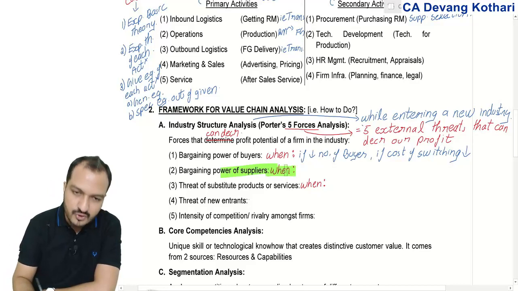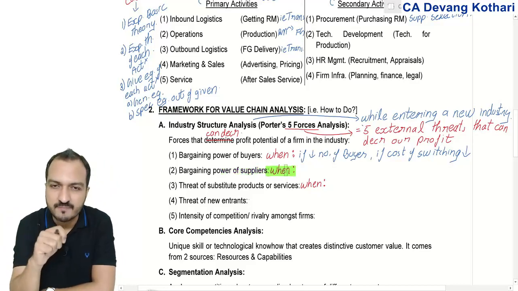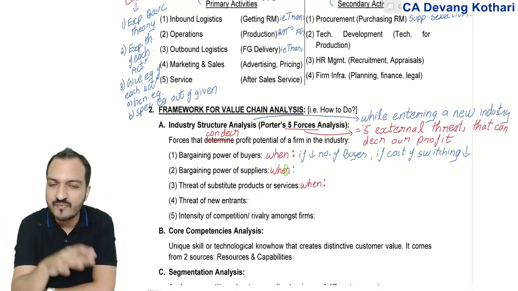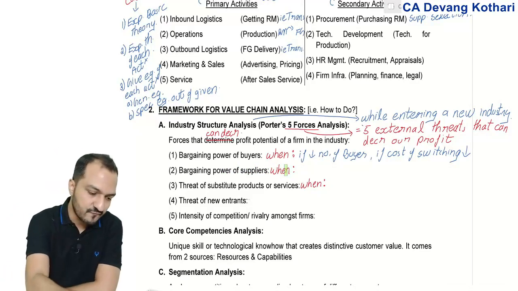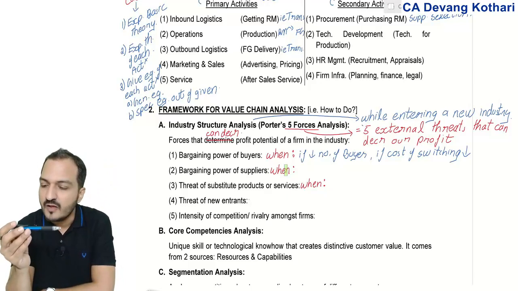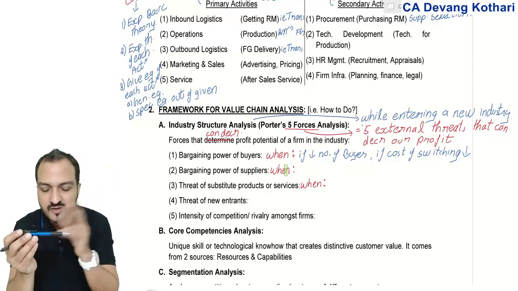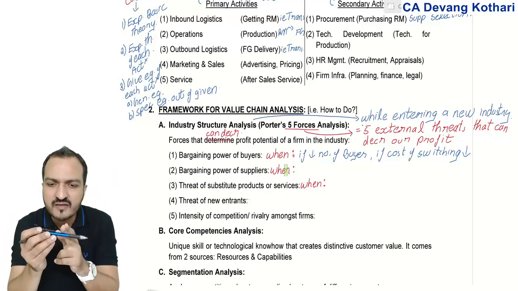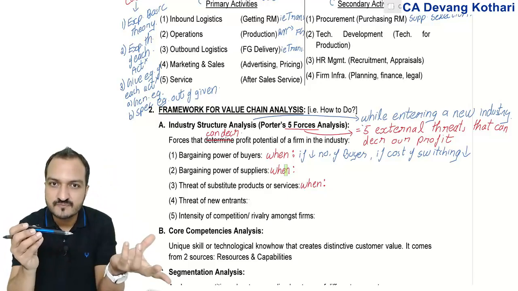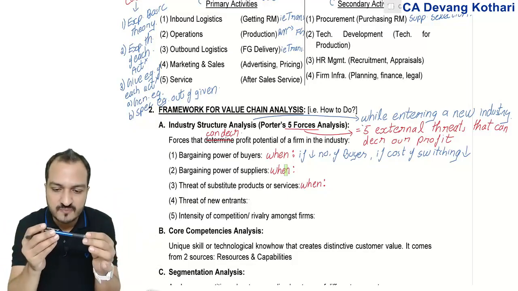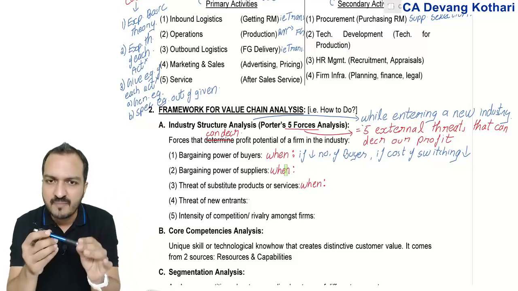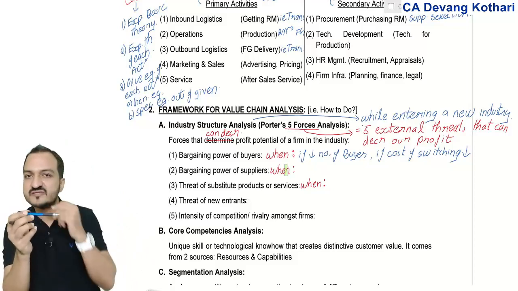Now imagine, when will the supplier have more bargaining power? Now when I say supplier, it means the company which is supplying raw materials to me. Let's say I'm manufacturing these pencils, then my buyers will be the stationery shops. My buyers are the stationery shops who will buy pencils from me. My buyers are the students who will buy pencils from me.